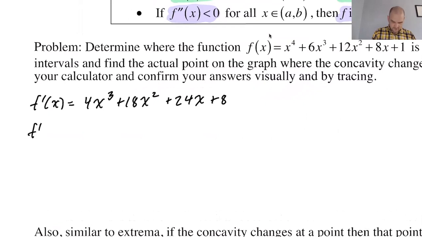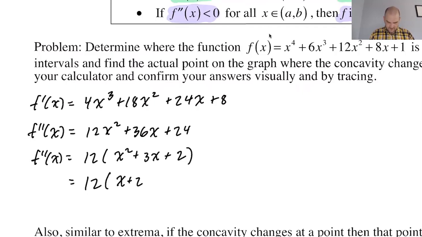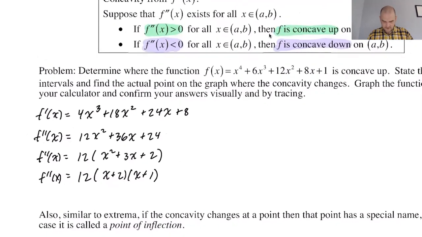F double prime. Okay, 12x squared plus 36x plus 24. That's definitely factorable. 12 times x squared plus 3x plus 2. And that's 12 times x plus 2, x plus 1. Got it. Okay, so that's f double prime. You know what I'm going to do? I'm going to do a sign chart for f double prime. So here we go.